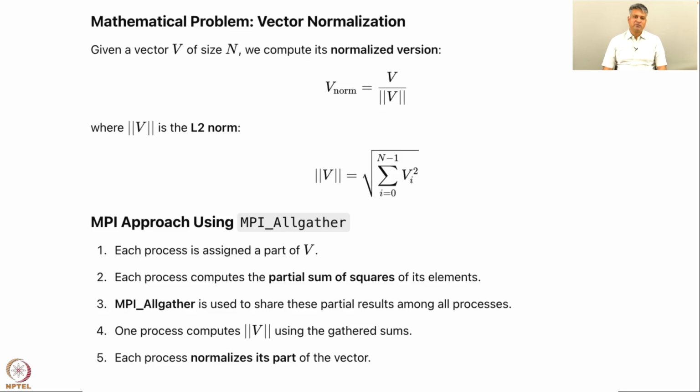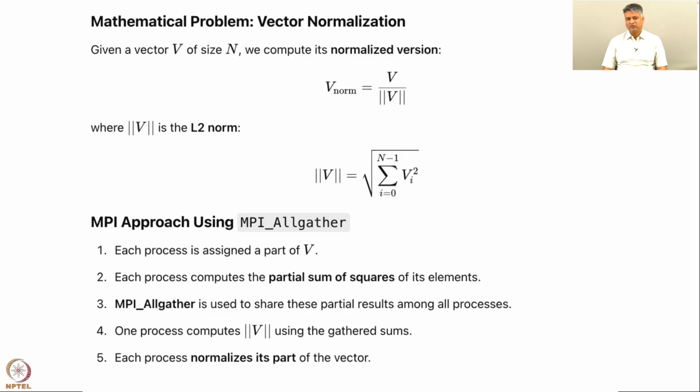So how do we implement this using the MPI all gather approach? We assign each part of V to each process. Then each process will compute the partial sum of squares for its elements. Then MPI all gather is used to share these partial results, to compute a global sum. Then one process will compute the global sum and then take the square root of the gathered sums. And then each process will normalize its part of the vector.